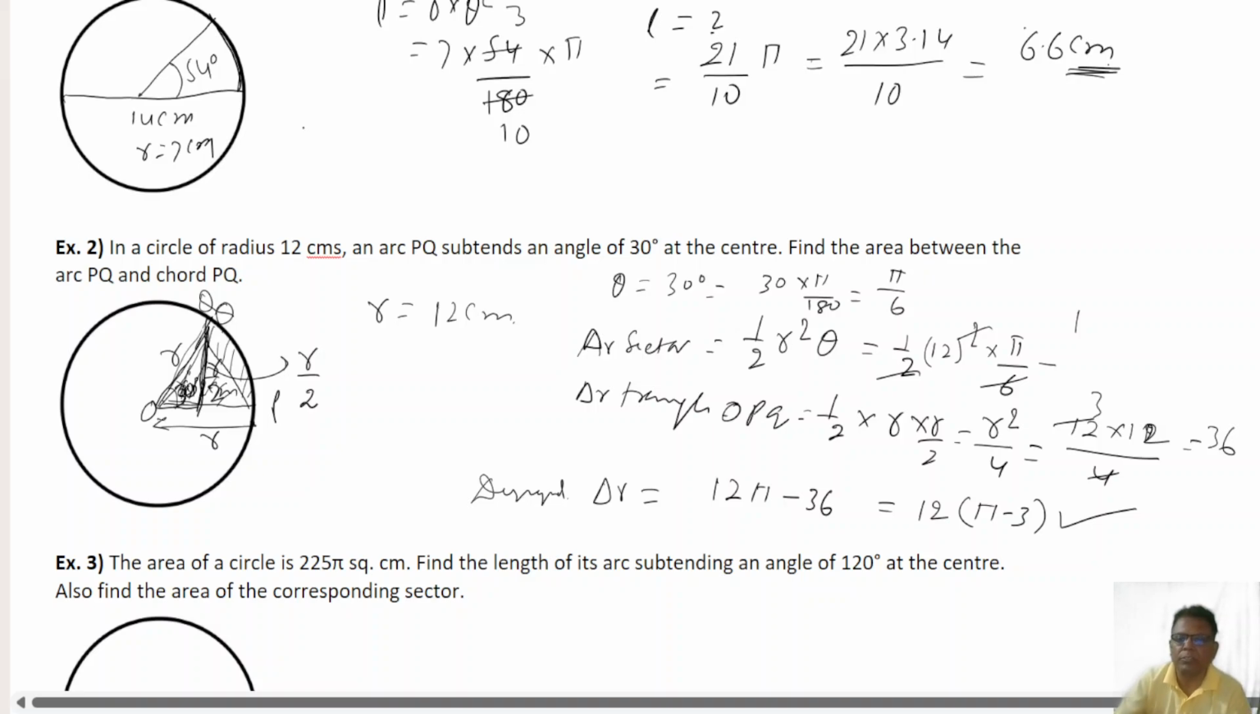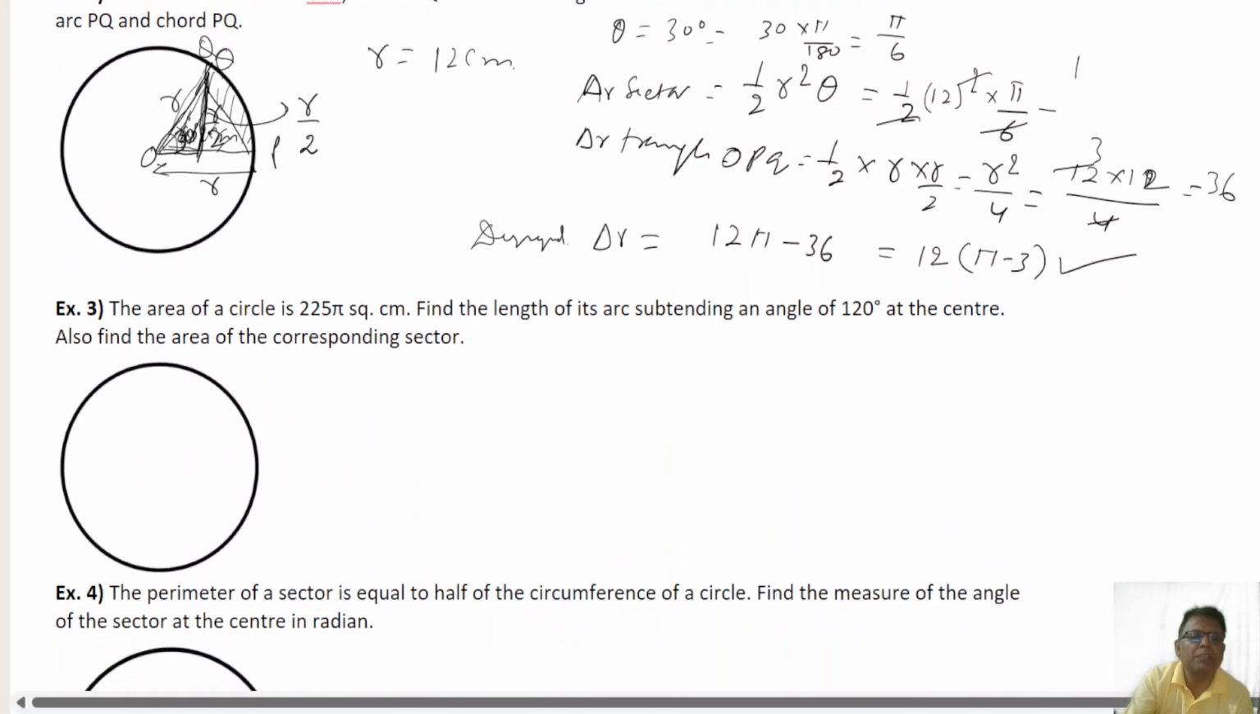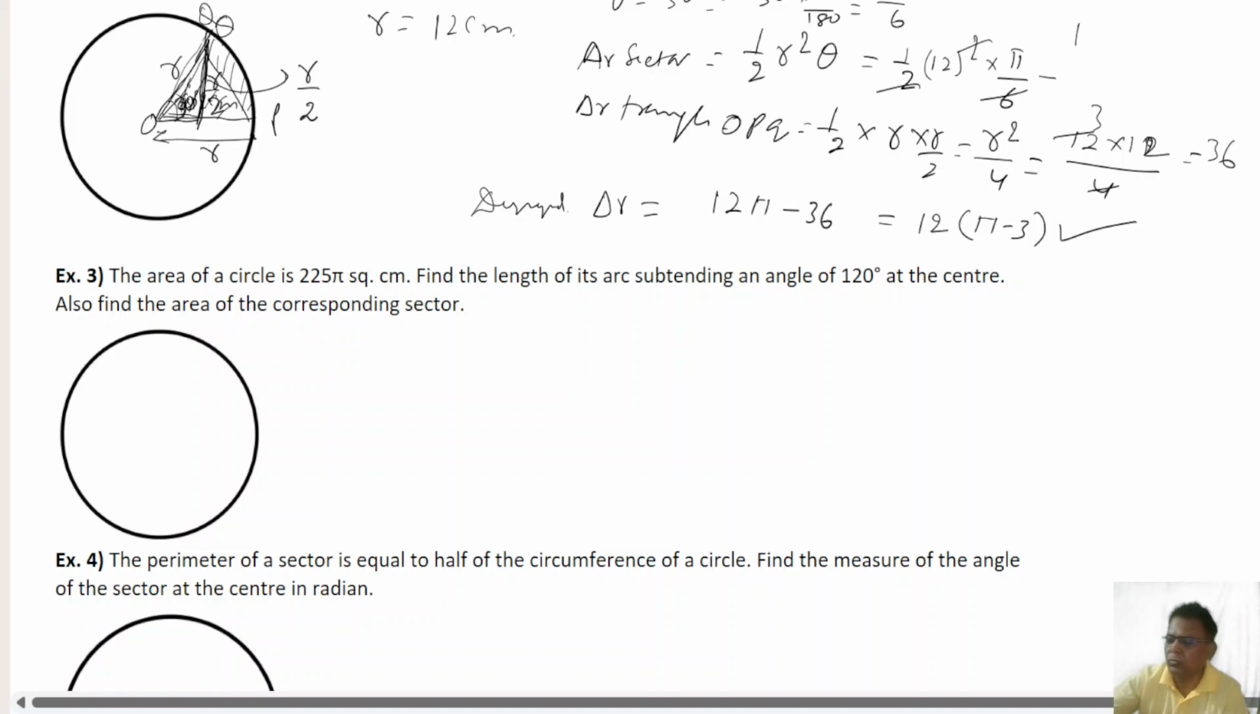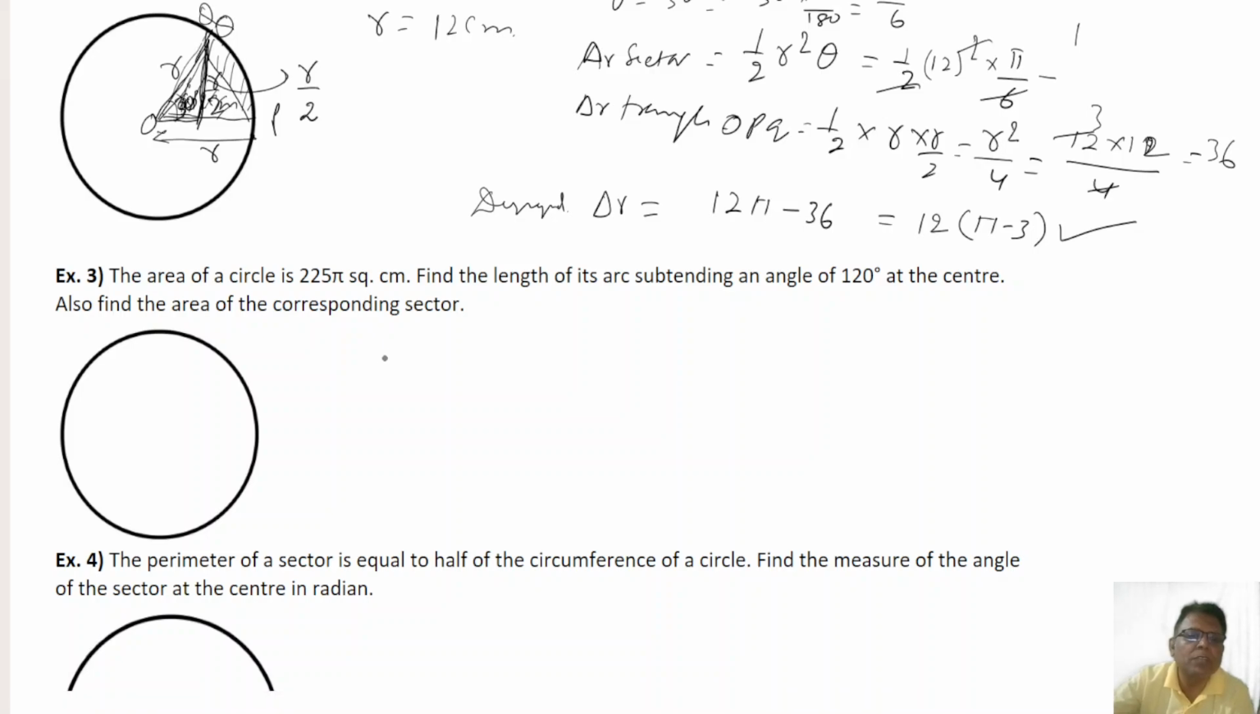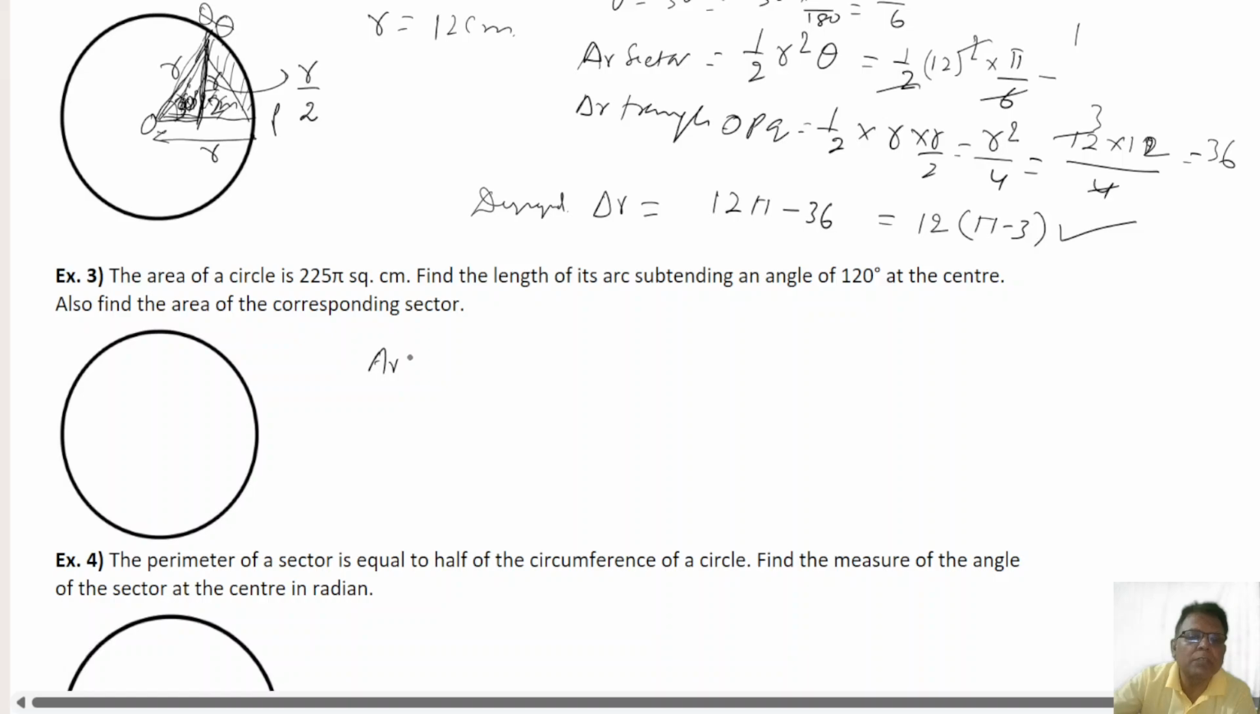Now come to the next question. Next question says the area of circle is 225 pi. Find the length of the arc subtending an angle of 120 degree. Suppose it is 120 degree. Then it is asking for this arc length. Also find the corresponding sector area.